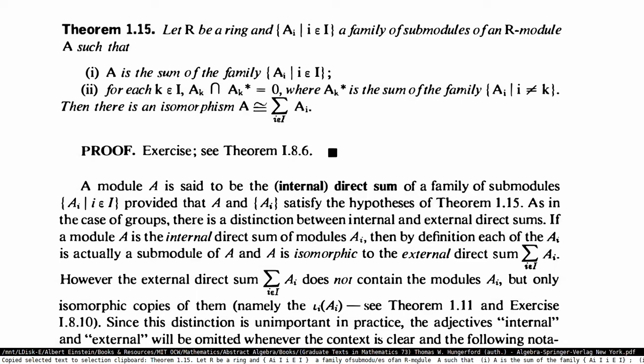Yeah, for internal, the building blocks actually are subgroups. But for external, the external direct sum contains subgroups that are isomorphic to the corresponding subgroups of G.